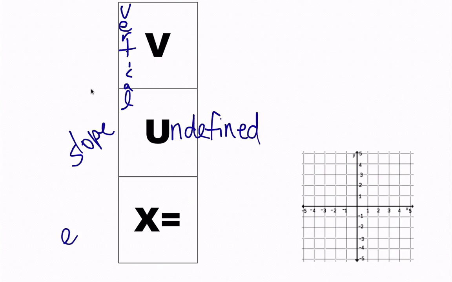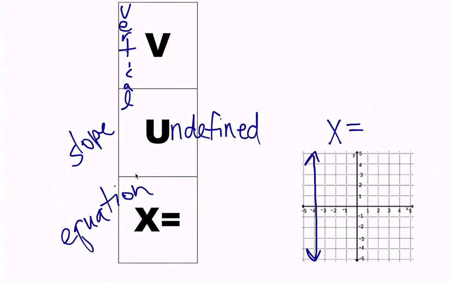And its equation will be an x equals equation. So what I'm going to do is on my graph, I'm just going to make up a vertical line. And for this example, I just want to draw it here. So I have a vertical line, so I know it has an undefined slope. So let's write the equation. I know the equation will be x equals, and then I need to look at where it crosses the x-axis. Well, it crosses the x-axis at -4. And that's it.